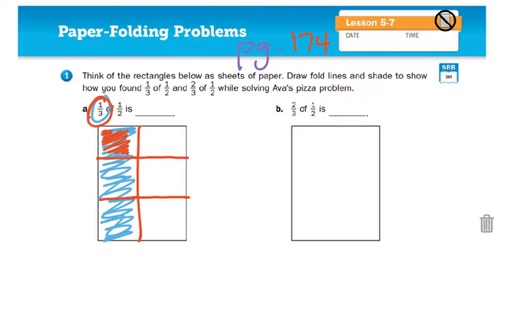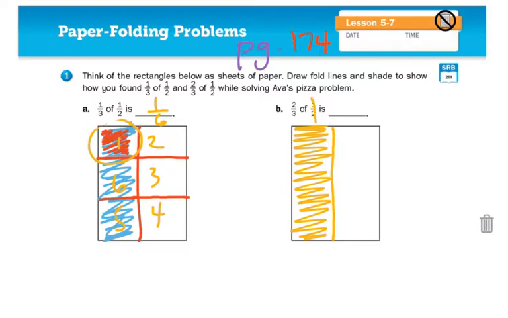So how many equal parts is this paper folded into? 1, 2, 3, 4, 5, 6. So my denominator is 6. How many have 2 different colors of pens shaded in it? 1 of 6. Only 1 out of 6 parts. So what is 1/3 of 1/2? It ends up being 1/6. B, what is 2/3 of 1/2? So let's do the same thing. Divide it in half and shade half of it.